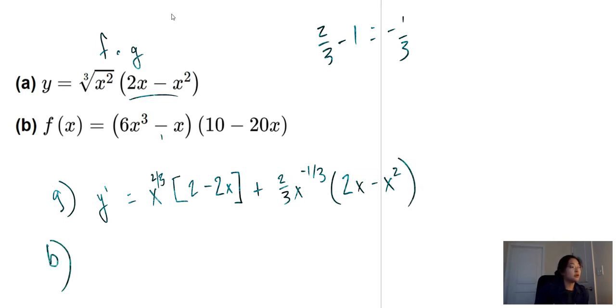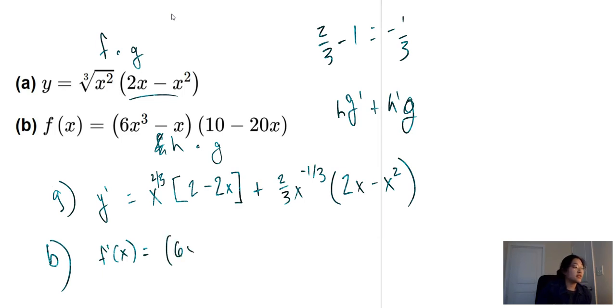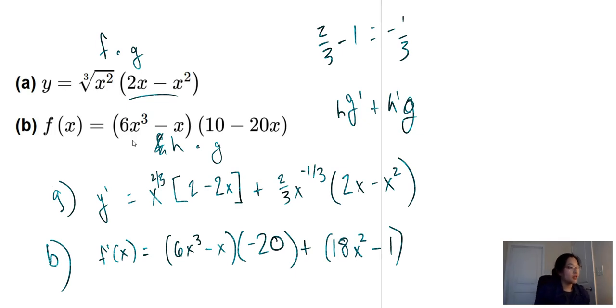What about b? Can you try b? This is also a product rule. Oh, but I guess this is an f, so maybe we should call this h times g. So we get h times g prime plus h prime g. What do we get? F prime of x is 6x cubed minus x times, and what's our derivative here? Just negative 20. Plus, what's h prime? 18, because 6 times 3 there, and then we get x squared minus 1, because of the power rule. Okay, let's just simplify that, because why not? Negative 120x cubed plus 20x plus 18x squared minus 1.